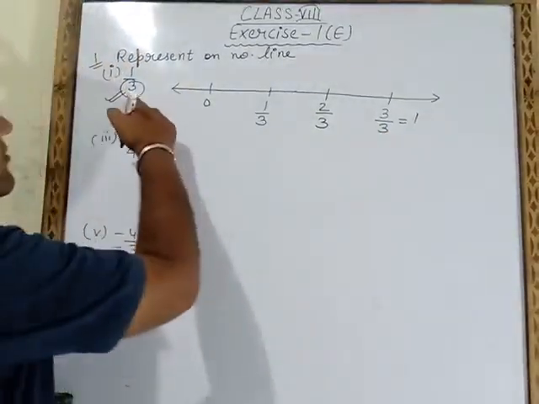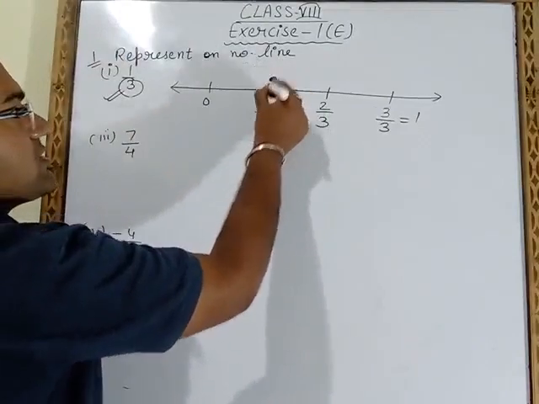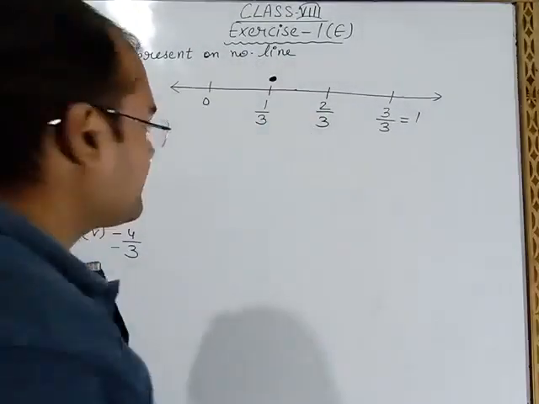So what do we have to show? We have to show 1 upon 3. So what you have to do is put 1 mark here. That means this is 1 upon 3.